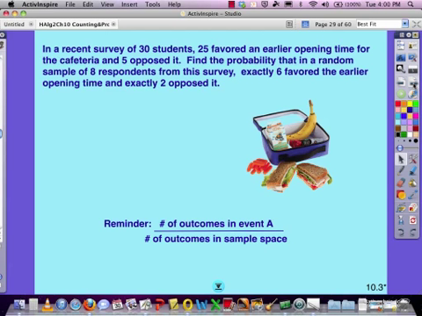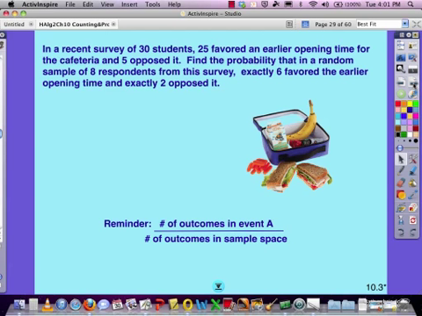So look at your setup. Try this one. What is your setup? And I did put a hint or a reminder up about, remember, probability is based on the number of outcomes in the event A over the number of outcomes in the sample space. So our question is that last one, find the probability that in a random sample of 8 respondents, exactly 6 favored the earlier opening time and exactly 2 opposed it. What's your thinking? What's your setup?